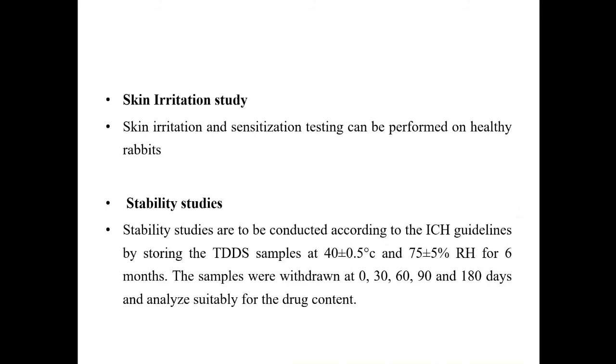Then finally we have to go for the stability studies, performed according to the ICH guidelines. So we conduct the accelerated stability studies at 40 degrees Celsius and 75 percent relative humidity for 6 months, and we take out samples at 1 month, 2 months, 3 months, like that up to 6 months, and analyze all the evaluation parameters for the stability part.